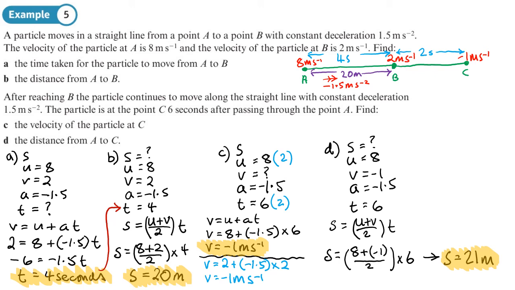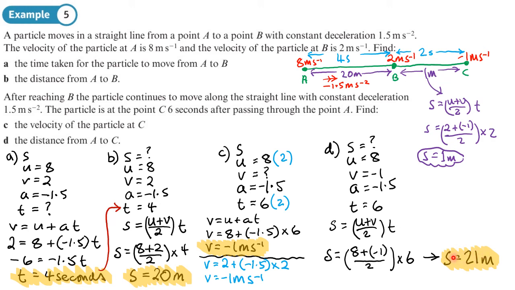Actually, let's work that out and see. So let's work out what this distance is here. So working out S equals U plus V over 2 times by T. So U is 2 plus negative 1 over 2 times by T, which is 2. So what do we get for S? So that's 1 divided by 2, half times by 2, but that's just 1. Okay, so that's the displacement in this part. If you then add that to 20, you get the same answer.